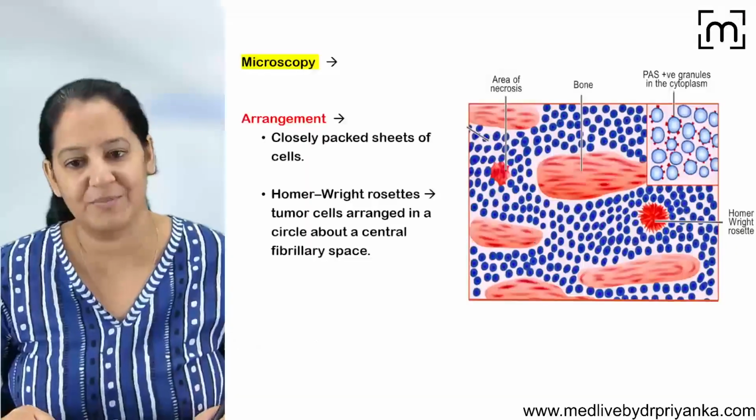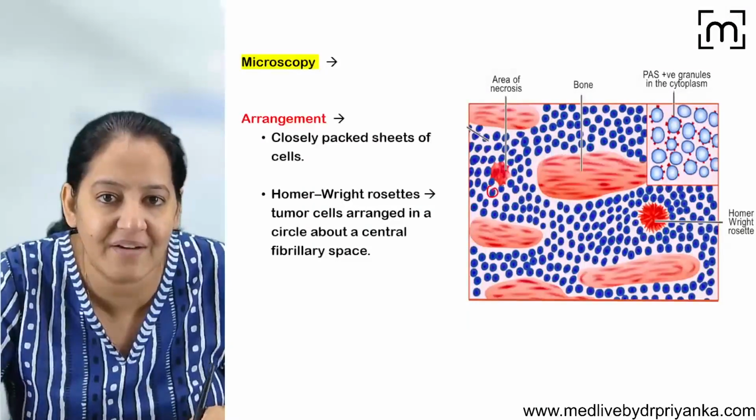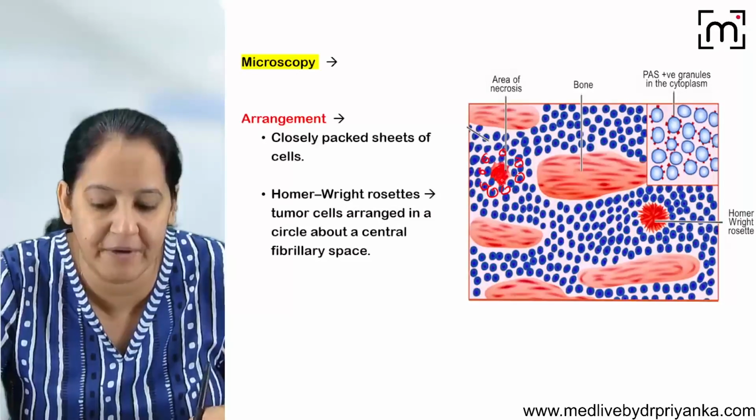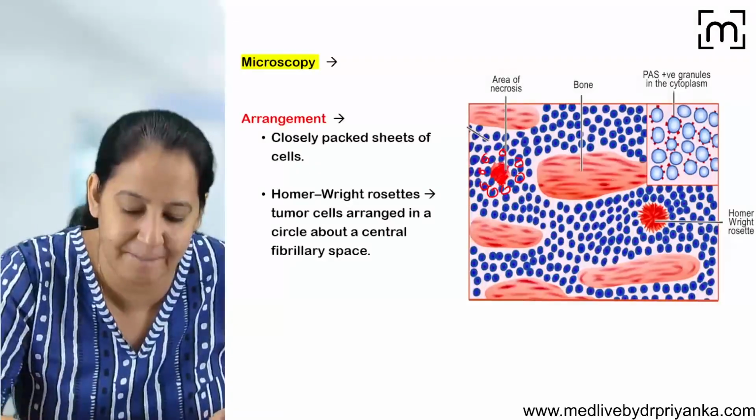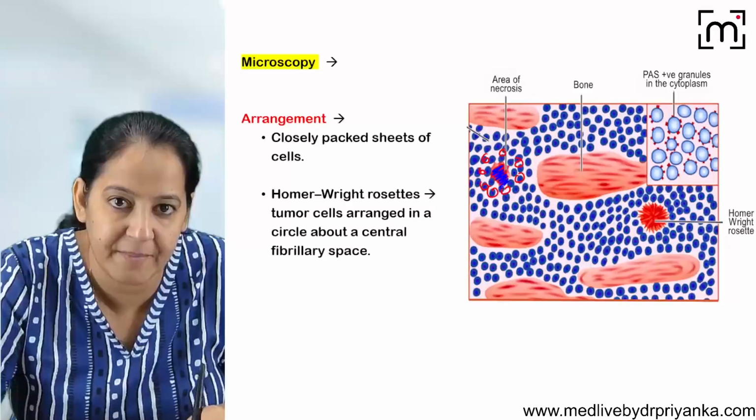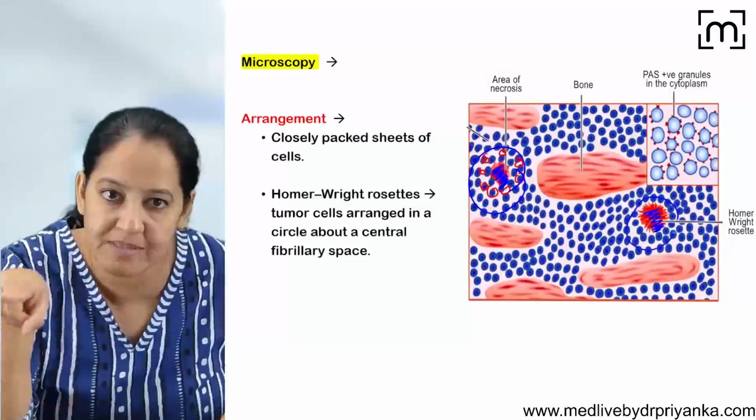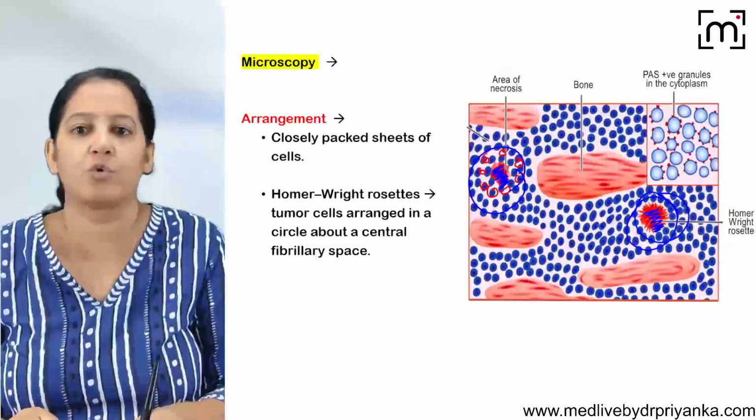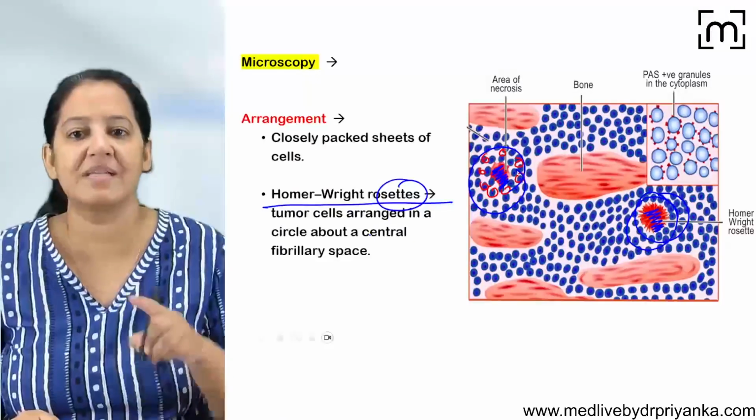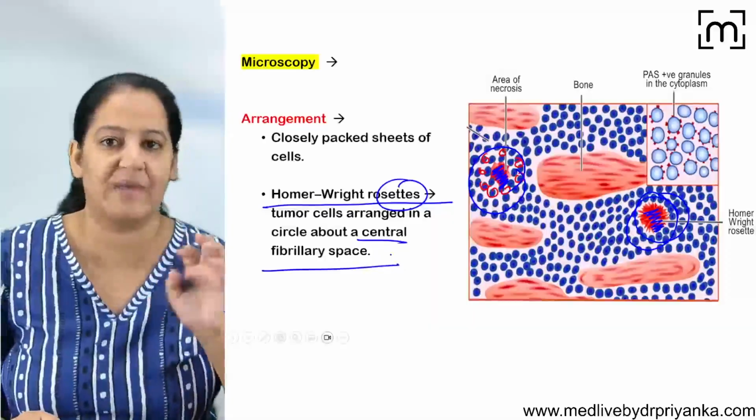Now tell me the arrangement of the tumor cells, how they are arranged. The tumor cells are arranged in the form of a circle. Can you see? They are arranged around something. In the center, there is a pink color fibrillary material, this one, around which tumor cells are arranged forming a circle. These are known as rosettes, Homer-Wright rosettes. Homer-Wright rosettes means tumor cells are arranged in a circular pattern with a central fibrillary space between them.